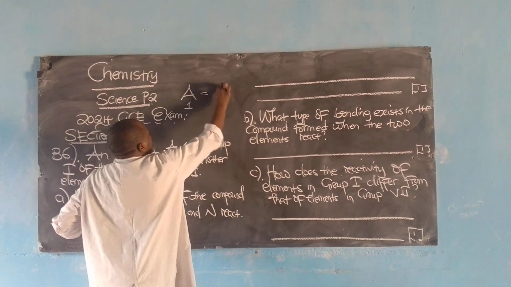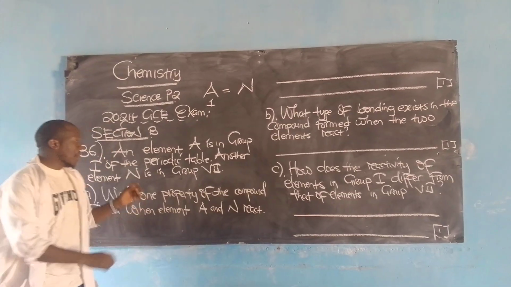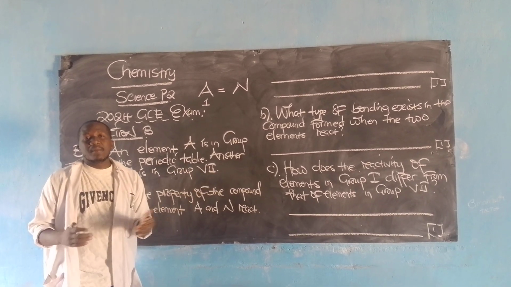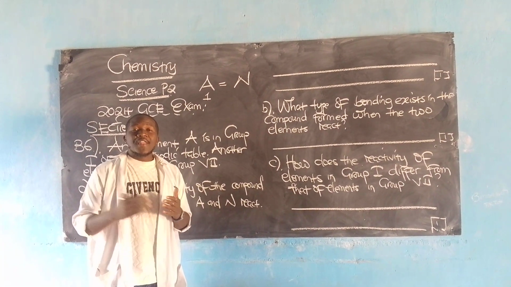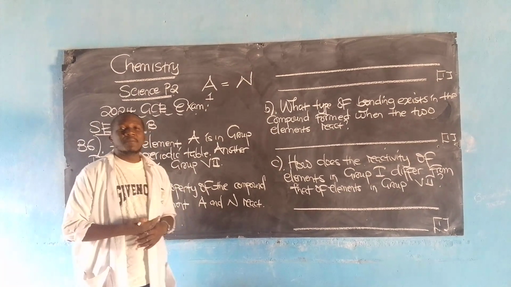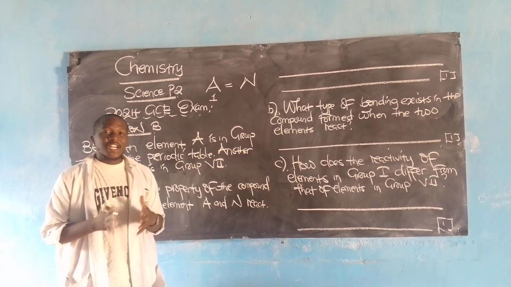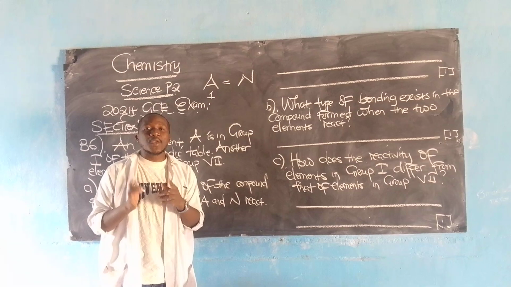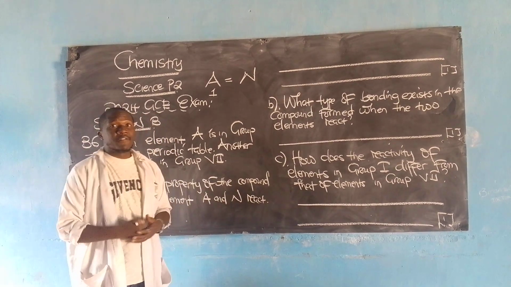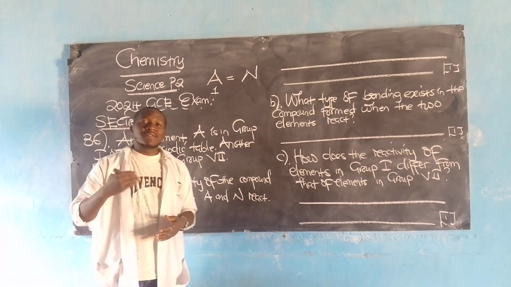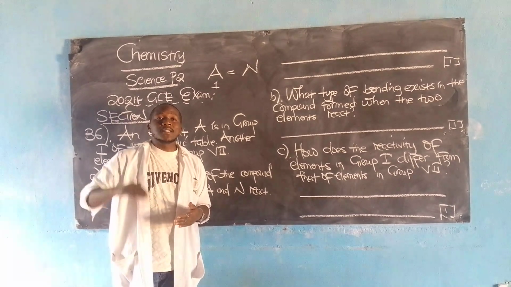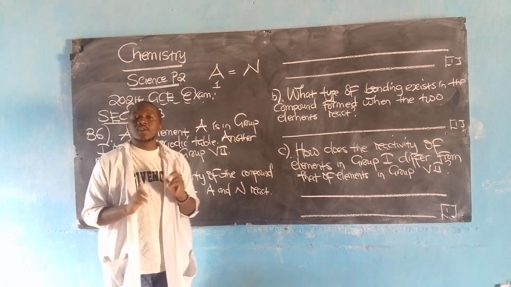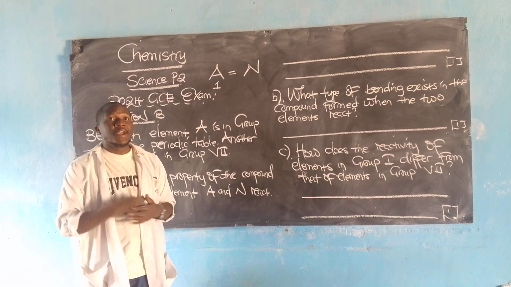Then here, we're going to exchange it with element N, which is in group 7. Elements in group 7 have 7 electrons in their last shell. The other name for group 7 elements is halogens, and this is because when they react with elements in group 1, they can form a salt. And the reactivity series of elements in group 7 is going to increase as you go up the group, while that of group 1 is going to do the opposite.